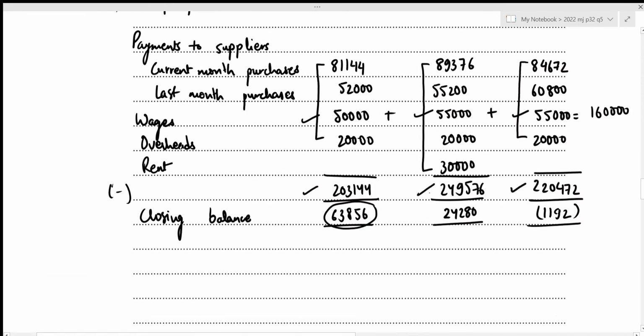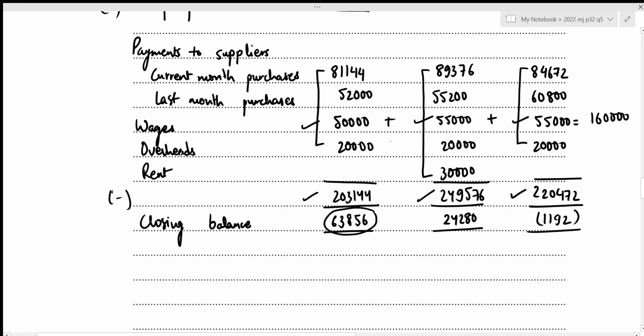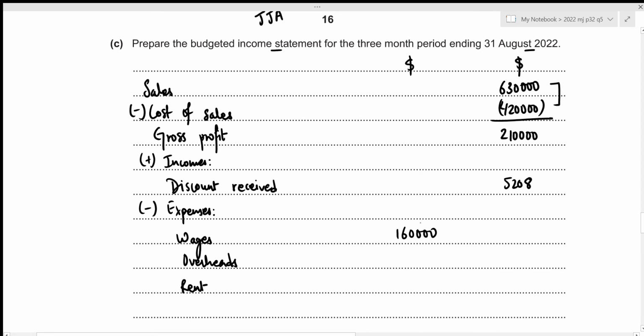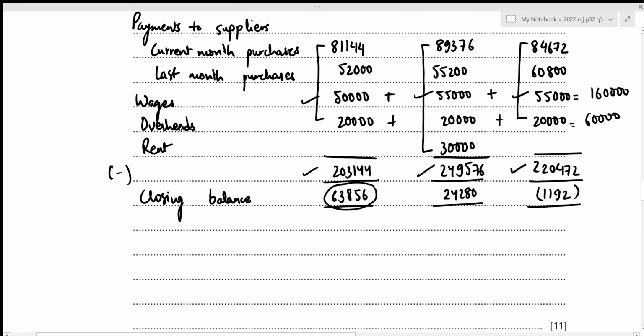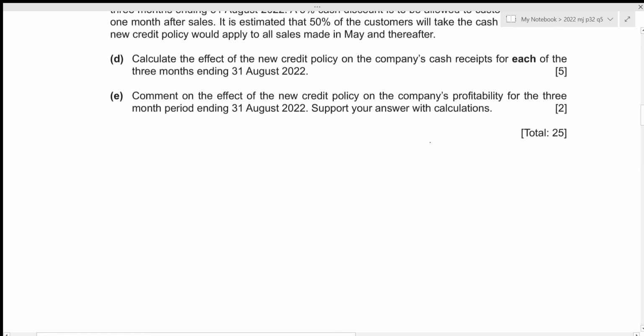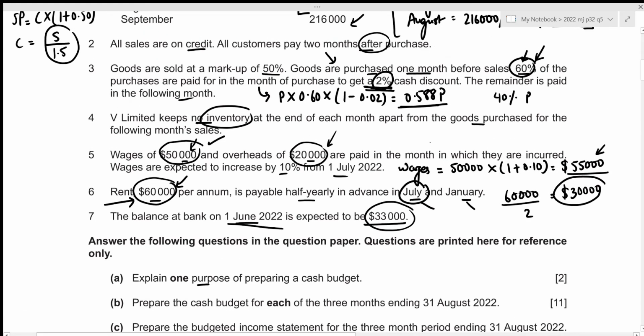Now for overheads, we can see that it's 20,000 for 3 months. So now again, the sum is going to be 20,000 plus 20,000 plus 20,000, which results in 60,000. Let's write it down. But for rent, we cannot write this amount of 30,000 because this is the amount that we're paying, but it does not correspond to the rent required for these 3 months. Let's have a look above. We were told that the annual rent is 60,000 and we only need to include the rent for 3 months.